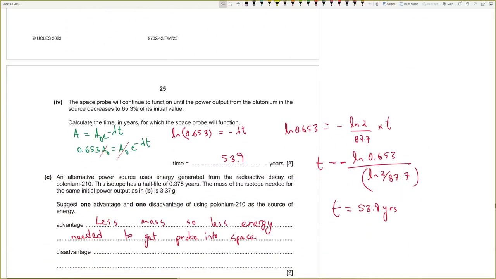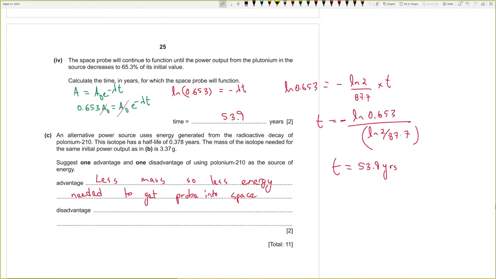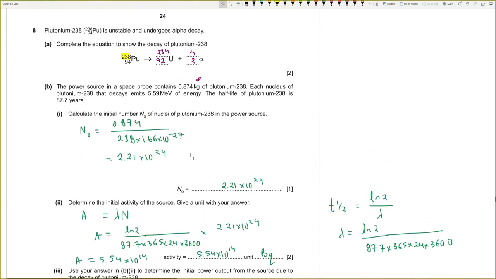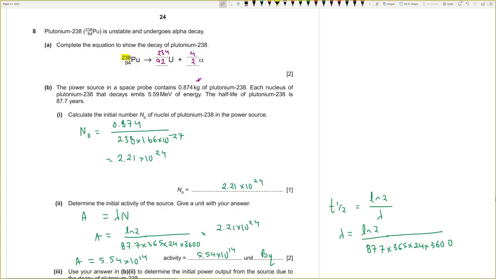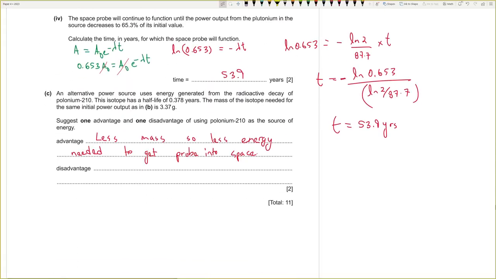So that's great. But what's the disadvantage though? Look at the half-life, it's 0.378 years, but this one had a half-life of 87.7 years. So since it has a much shorter half-life, it will be used up very fast. So it won't be able to provide energy for a long time, okay? So that's the disadvantage. So the half-life is really short.